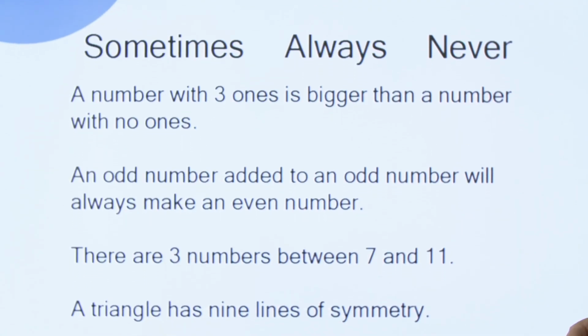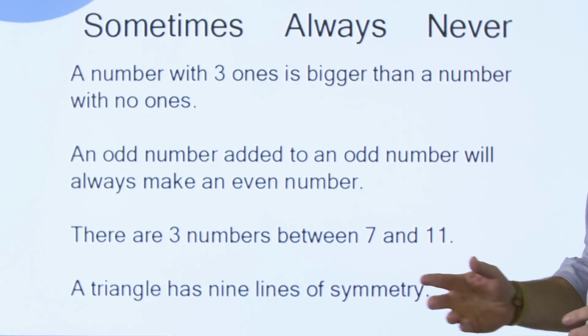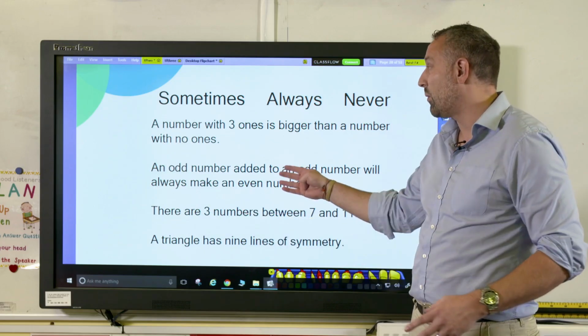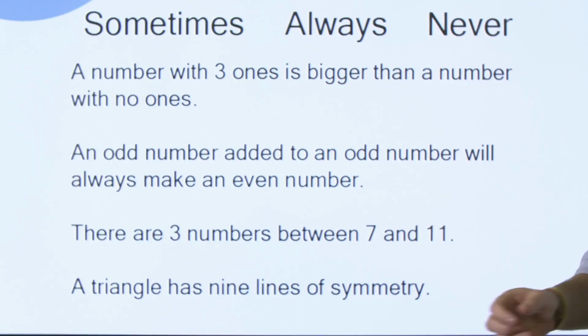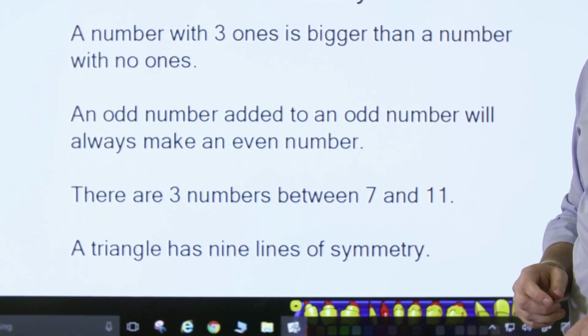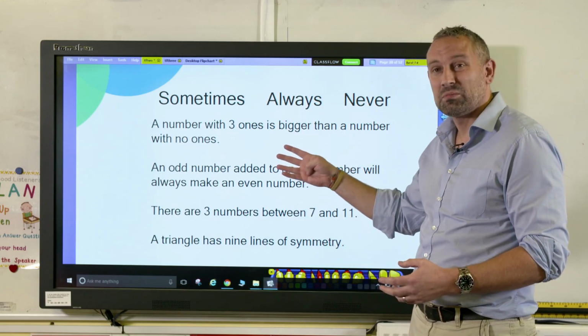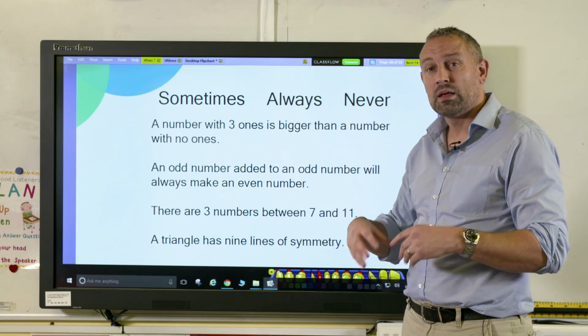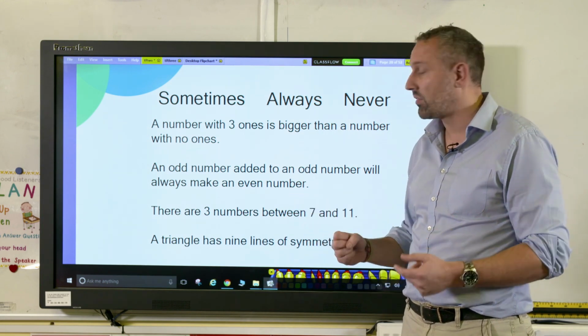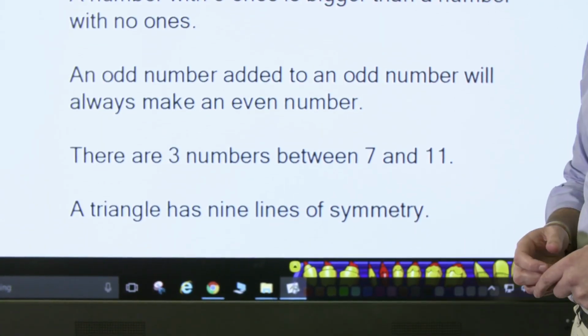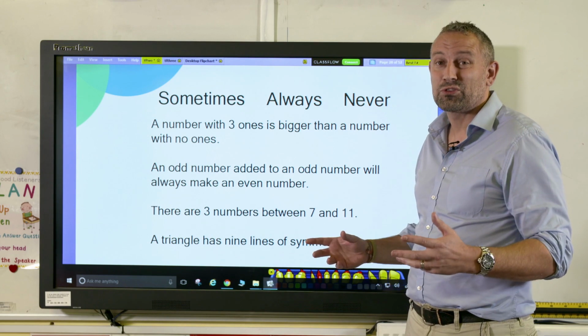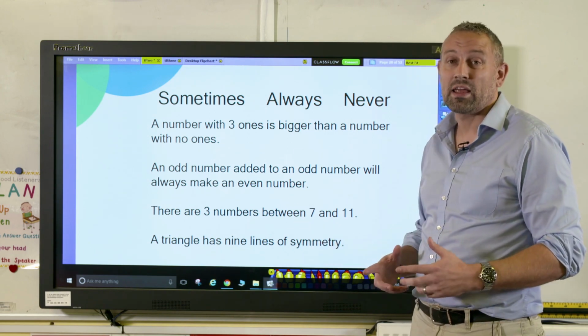An odd number added to an odd number will always make an even number. That's a brilliant one for them to go and explore, go and try it out. That one is an always. We then have there are three numbers between 7 and 11. Well, that's 8, 9, 10, unless of course you're dealing with decimals, which then it could be sometimes. And again, that talking around the problem is where the children really begin to understand maths. And finally, a triangle has 9 lines of symmetry. Well, an equilateral triangle, which is the regular shape, only has 3, so that will be a never. These are really, really good ideas to get your class talking, and they're really useful to help understand and articulate their generalizations.